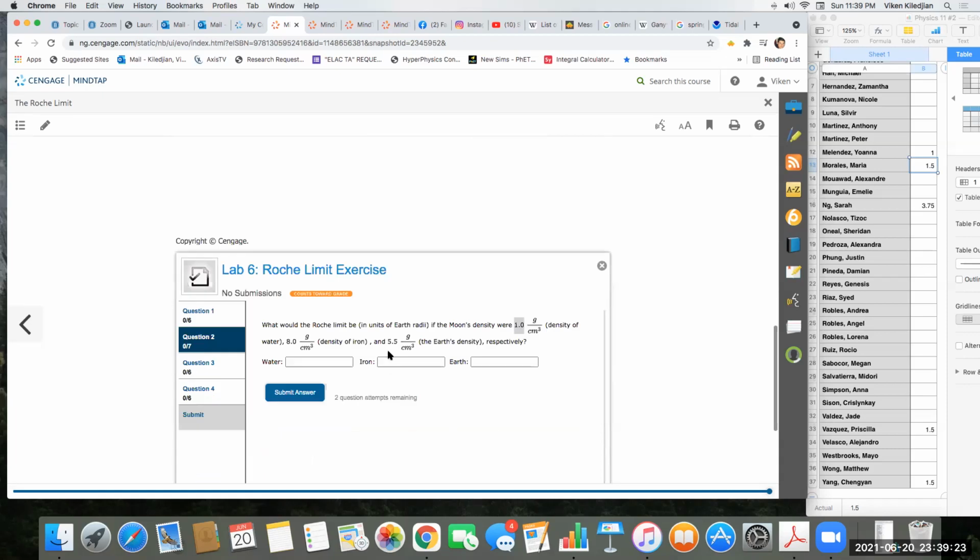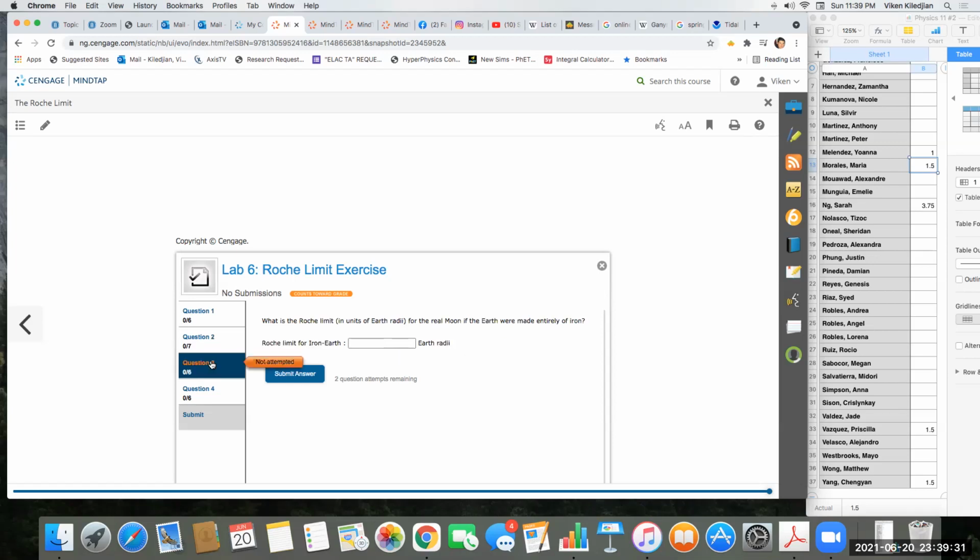And then if it was iron, it could come in closer, right? If it was denser. And then what if it was the same density as the Earth? And then question 3, what is the Roche limit for the real moon if the Earth were made entirely of iron?